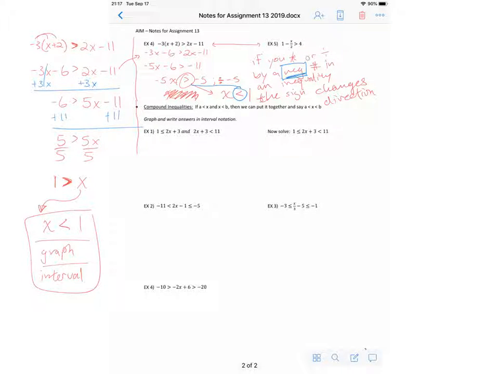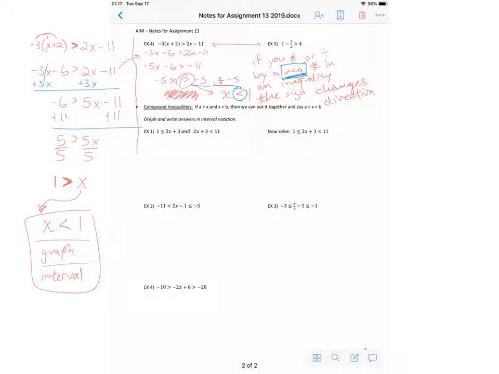Negative. If you look back over here at this example, between this step and this step, the inequality sign did not change directions. I divided by a positive number. You love dividing by positive numbers out there. Divide by a positive number all day long. It doesn't change the inequality sign. When you divide by a negative, that's when it happens.